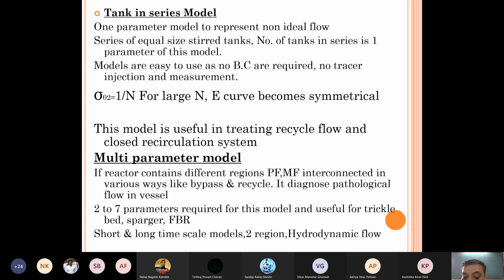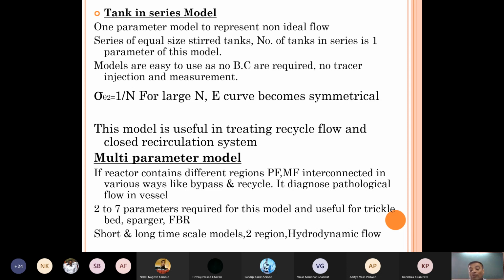Okay, so this is a one parameter model, just like previous models. Okay, to represent the non-ideal flow. So what is one parameter? So here one parameter is series of equal size stirred tanks, and number of tanks in series. N, capital N, मी दाखवलं नाहीये, capital N. Capital N is वापरायचं in this model, in this chapter. So capital N means what? Number of equal size CSTRs in series. You're getting or not? Okay, this is the only one parameter of this model. That's why this model is known as one parameter model.